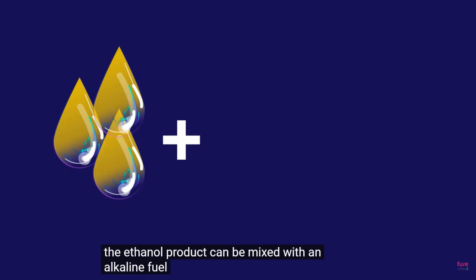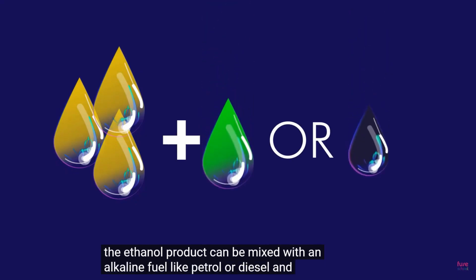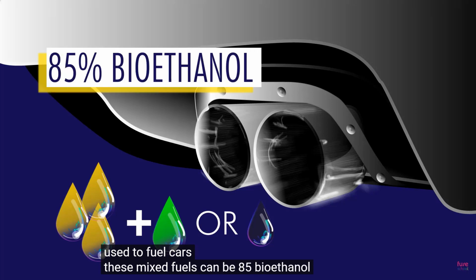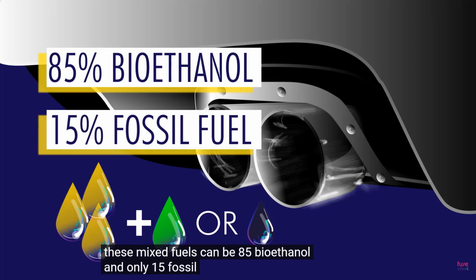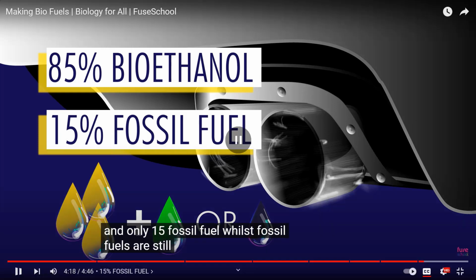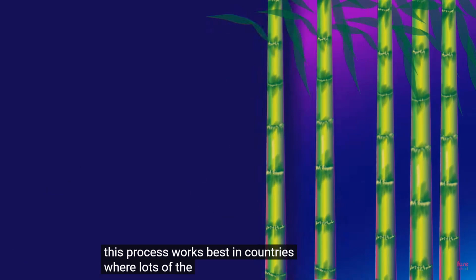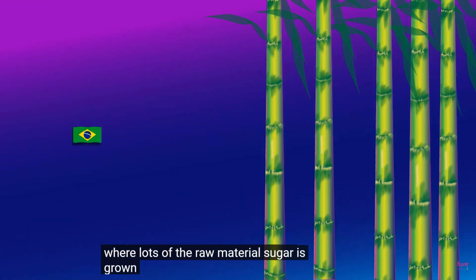The ethanol product can be mixed with a fuel like petrol or diesel and used to fuel cars. These mixed fuels can be 85% bioethanol and only 15% fossil fuel. So they can be used in transportation, and whilst fossil fuels are still burned, significantly less, only 15%, is fossil fuel overall. This process works best in countries where lots of the raw material, sugar, is grown, like Brazil.